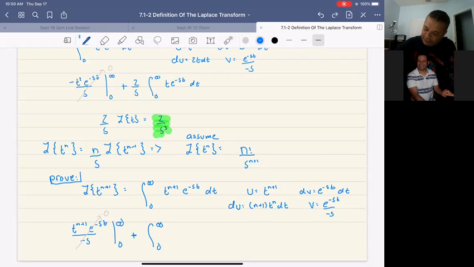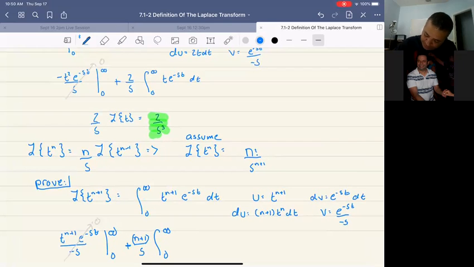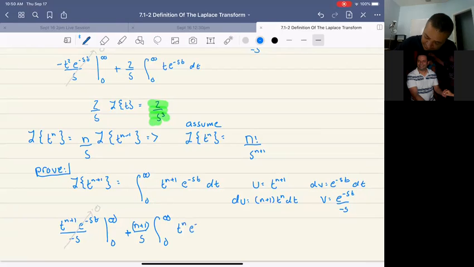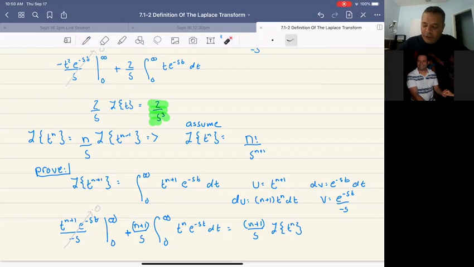This n plus 1 and the s, I'm going to go ahead and pull out. And then I'm going to have t to the n e to the negative st dt. So our Laplace transform of t to the n plus 1 is n plus 1 over s times the Laplace transform of t to the n. Now, here we go back. This is our assumption for the Laplace transform of t to the n.